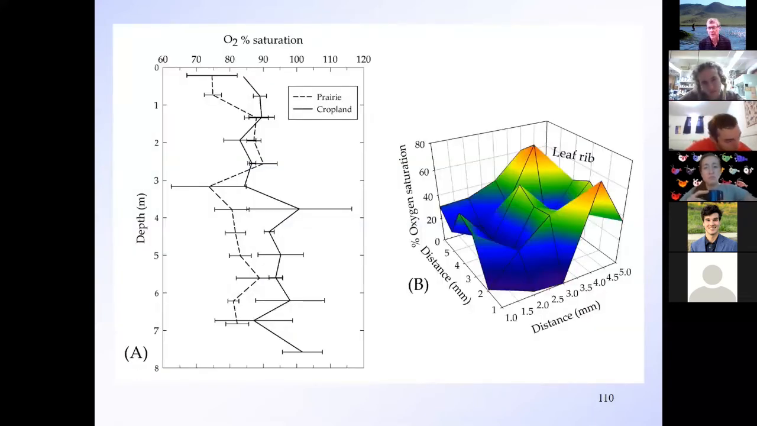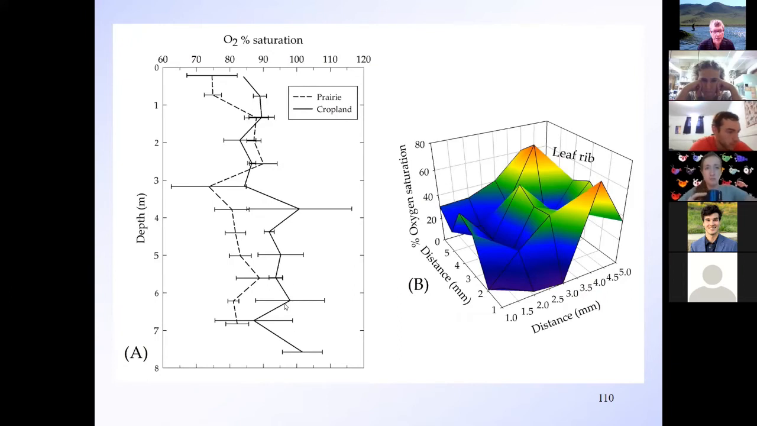And so that's photosynthesis. And then we've talked about photosynthesis and respiration, balancing out where oxygen is. Here are some examples that we have of spatial variation in oxygen at two different scales. The one on the left is wells that have been drilled down to 8 meters, and we used microelectrodes to measure what the oxygen concentration was in the soil core that we took out of each of those.